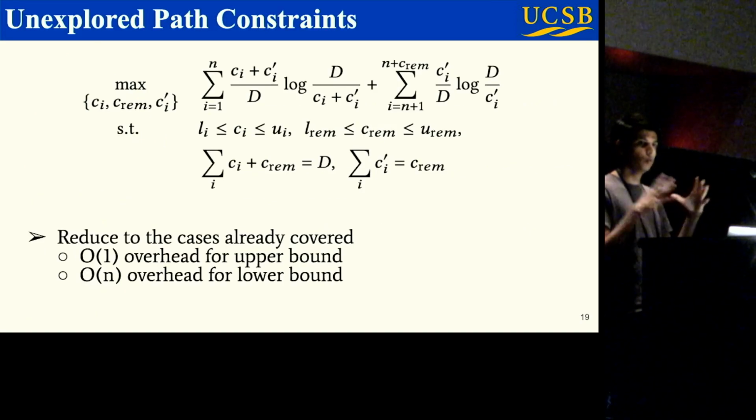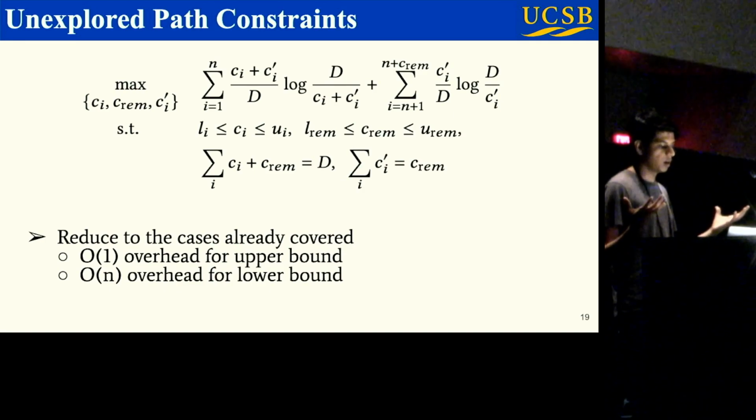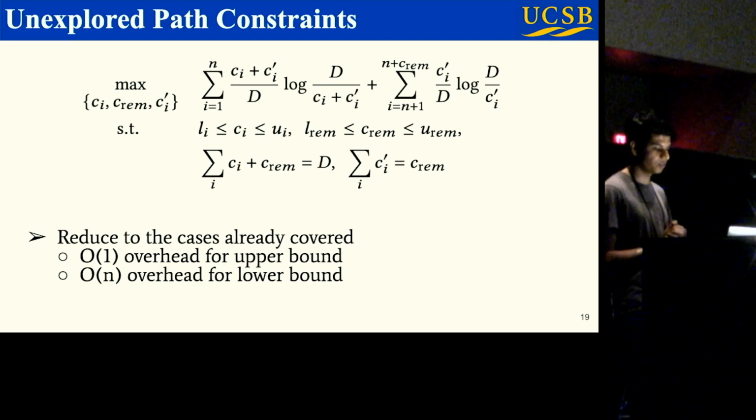How do these two things fit together when you have both unexplored paths and approximate counts? Well, the optimization problem grows more complicated, and I could talk about this for quite a long time.